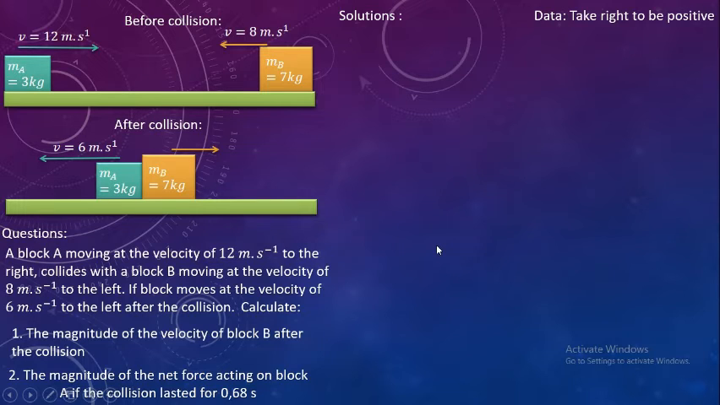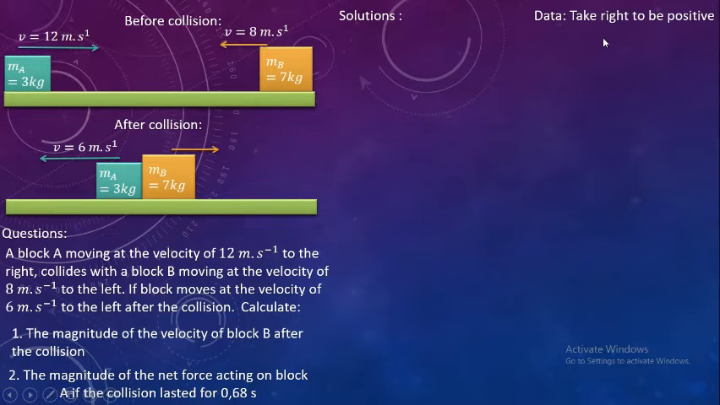What we're going to do is write our data down, because we have a whole lot of information, a whole lot of velocities and masses. It's best that we write each and every known and unknown piece of information down, so that we know what to calculate.